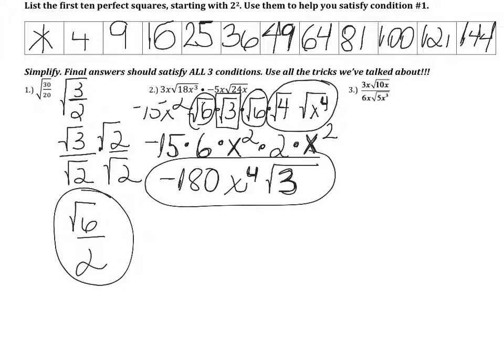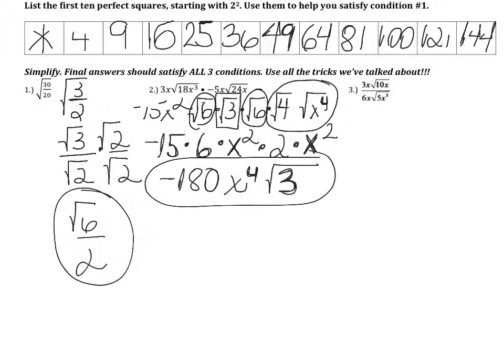All right, let's take a look at number 3. Number 3 is a fraction. So whenever you see a fraction, you should reduce, reduce, reduce. So before I do anything, let's look. I can reduce what's on the outside. I can divide 3x by 6x, and I can reduce what's inside the radical here.